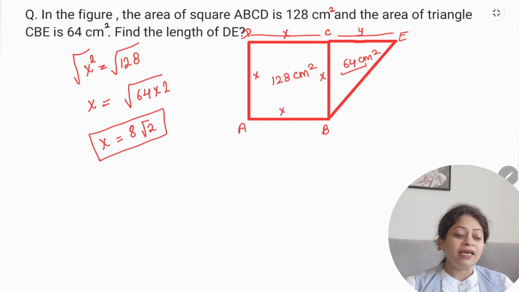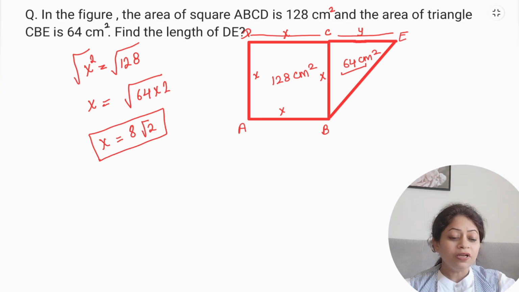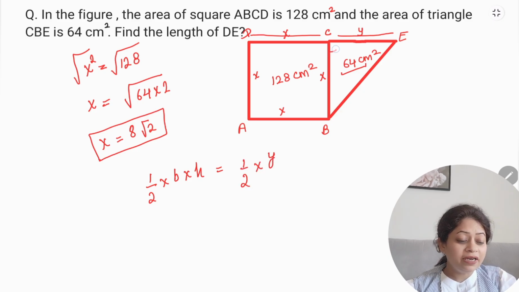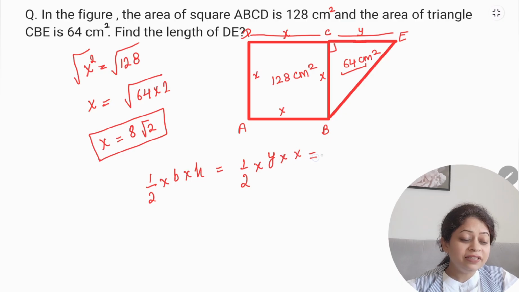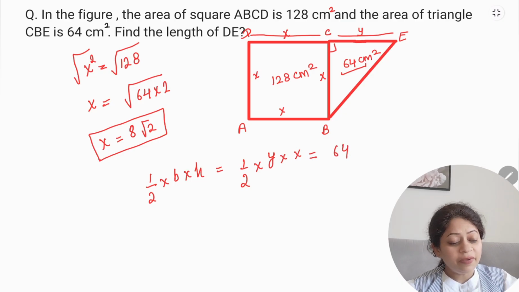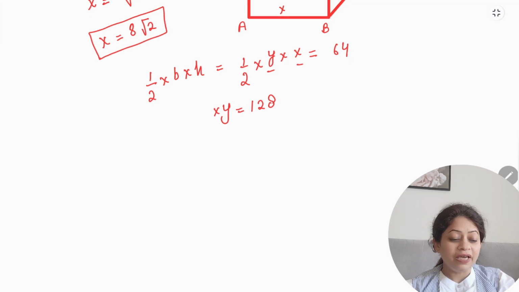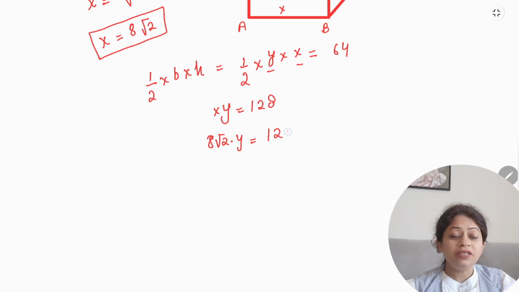Then they say the area of triangle CBE is 64, right? What is the area of a triangle? Area of a triangle is half times base times height. If you see here, what is the base? Base, I said this is y, and what is the height here? This is x, and this is equal to 64. So that means if I multiply xy, that will be equal to 128, right? And x, I know what x is. X is 8 under root 2. So I can find what y is.